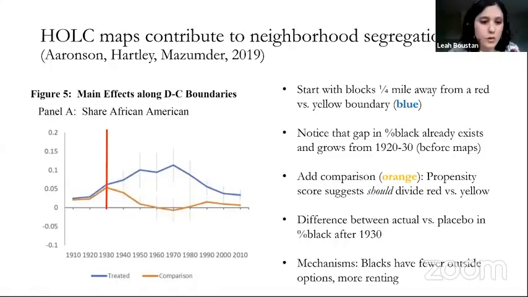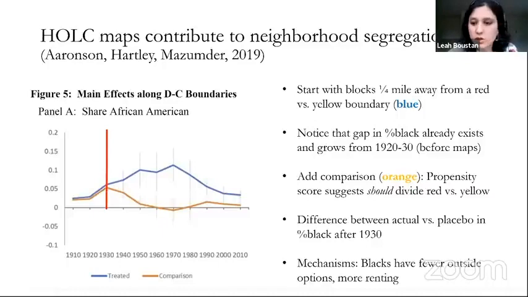So how are we going to focus in on the role of the HOLC? The HOLC takes place around 1933. We only have decadal data here from the census, so we would be comparing 1930 to 1940. If we're looking at the actual boundaries, it looks like there's already a trend going on.